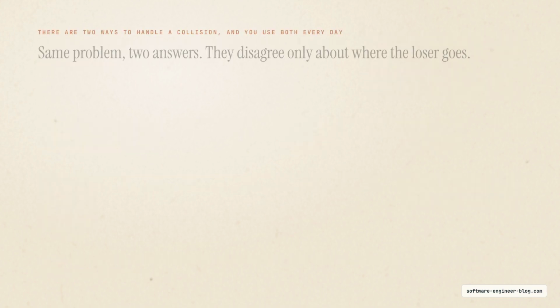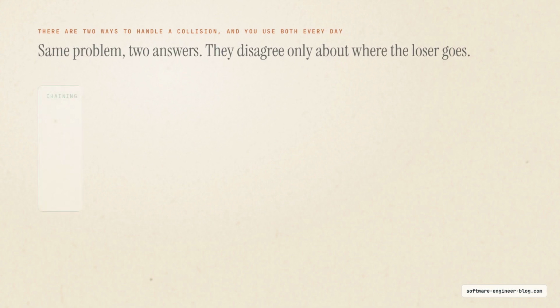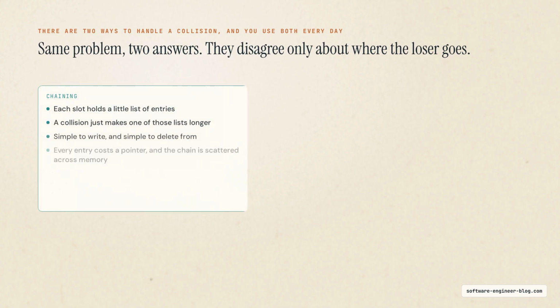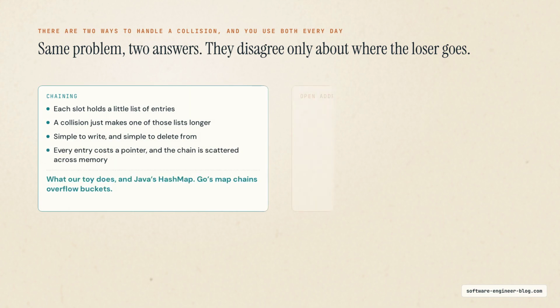Our toy resolves collisions by chaining, but that is not the only way, and you use both every day without noticing. Chaining is what we built. Each slot holds a little list, and a collision just makes one list longer. Simple to write, simple to delete from. The cost is that every entry needs a pointer, and chained entries end up scattered across memory, which your processor's cache hates. The other way is open addressing.